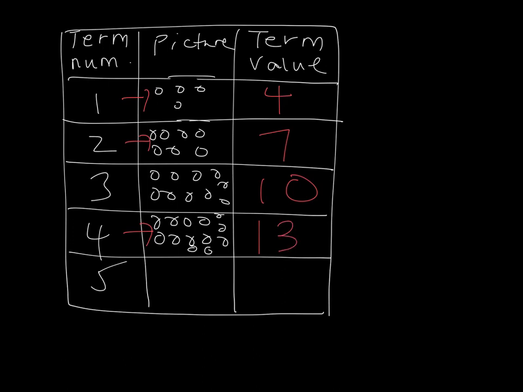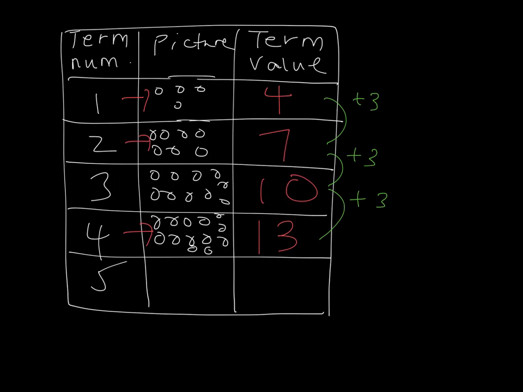So then our next step is to see what are each of the values increasing by. So from 4 to 7, increasing by 3. 7 to 10, increasing by 3. 10 to 13, increasing by 3.